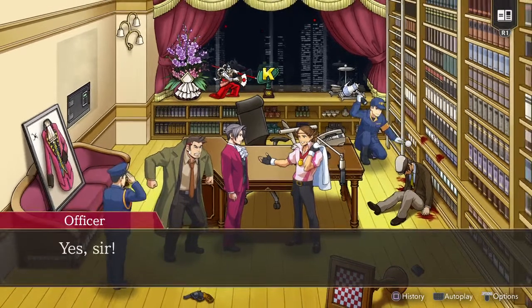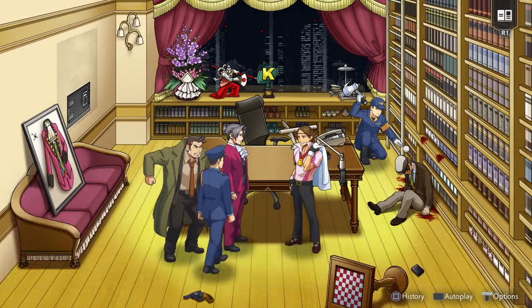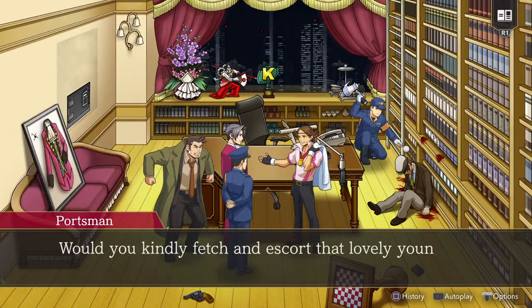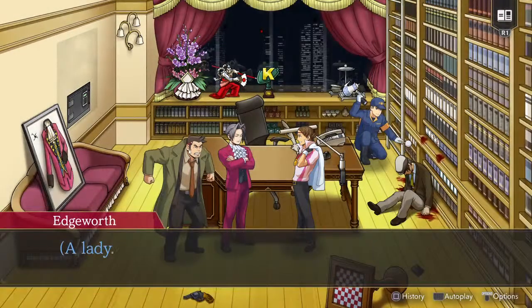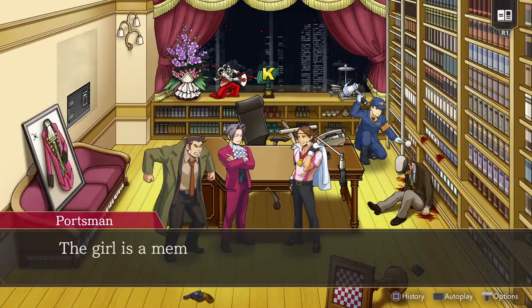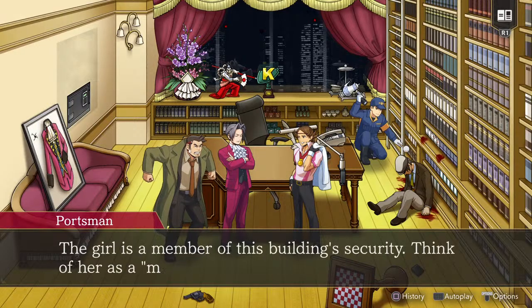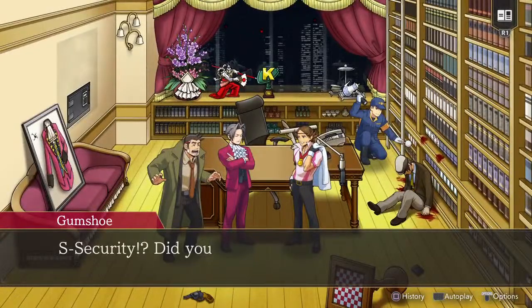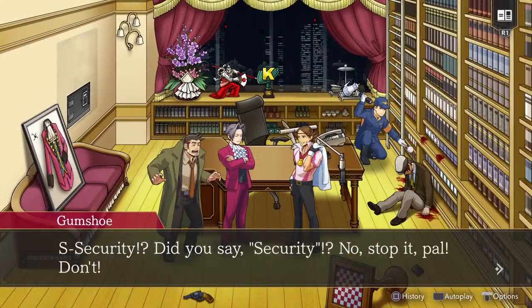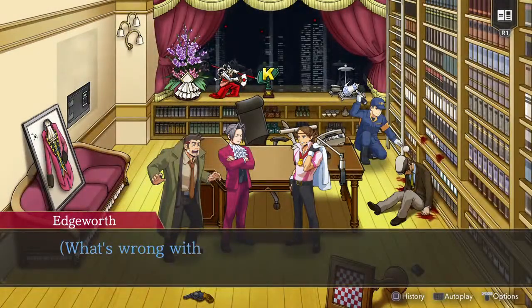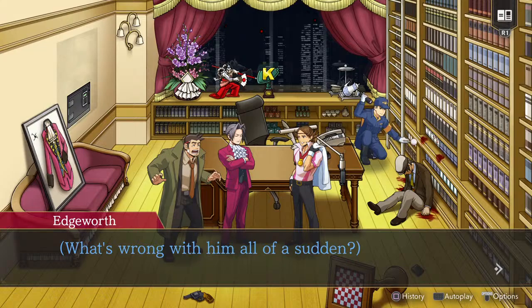Hey, you there? Yes, sir. What is it, sir? Would you kindly fetch and escort that lovely young lady here for me? A lady? This girl is a member of this building's security. Think of her as a material witness. Security? Did you say security? No, stop it, pal. Don't! What's wrong with him all of a sudden?